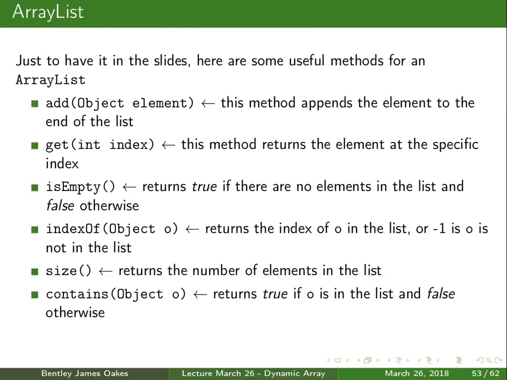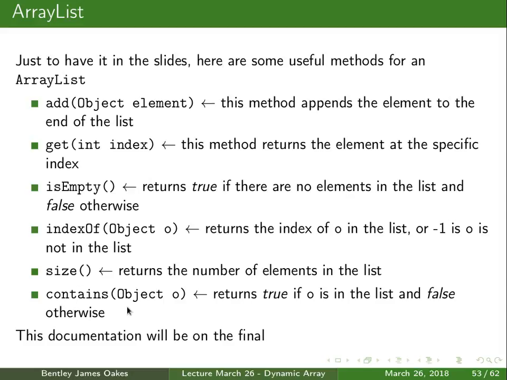So just to have them all here, the documentation for this will be on the final. I don't expect you to remember this. We'll have something pretty much exactly like the slide, so don't worry about copying it down. But I want to show you some of the methods that you can use with an array list. You can add, you can get, you can check if something is empty, index of, see what the index is of a particular element, get the size, and see if it's contained, true or false.